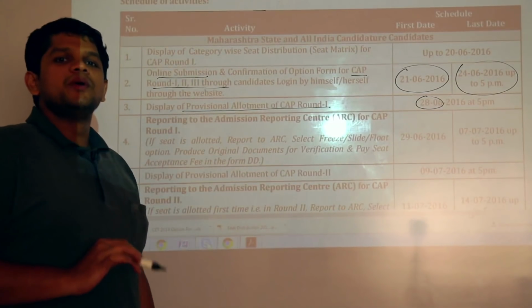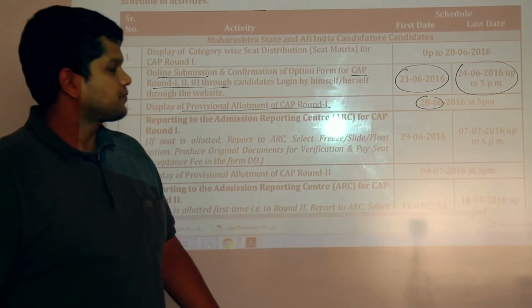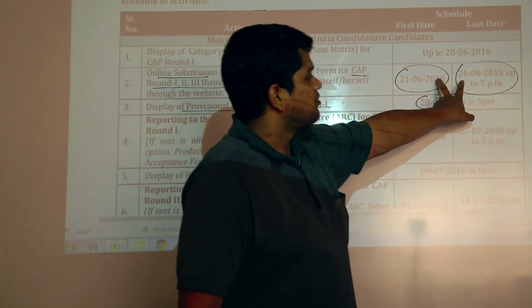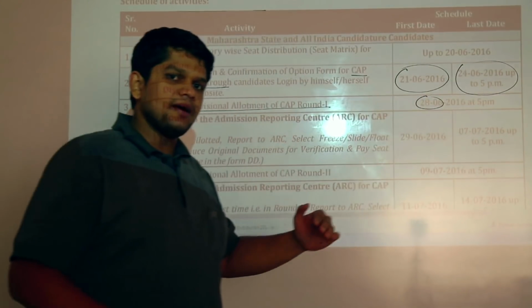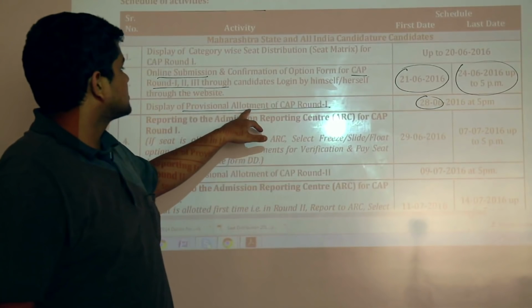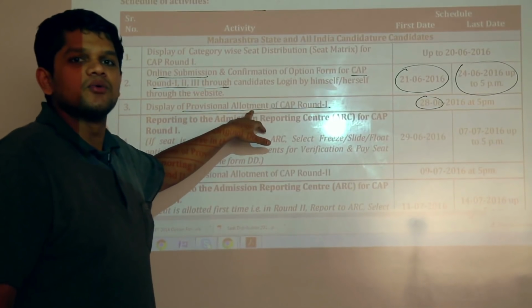They would tell you which colleges you have gotten admission into. Fine? So, the first process is to fill up the option forms. What order to fill them up in? I'll give you the list of colleges at the end of the video. The second process is to display the provisional allotment for CAP round 1.